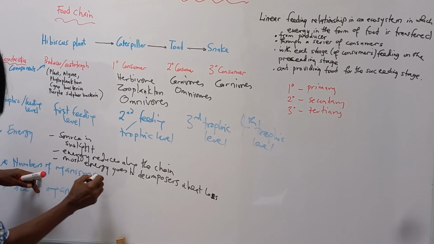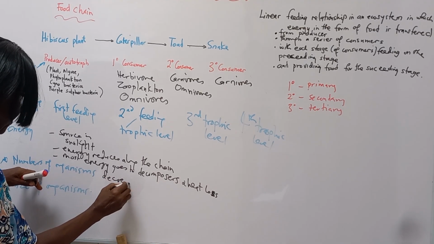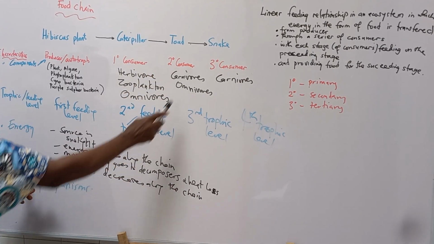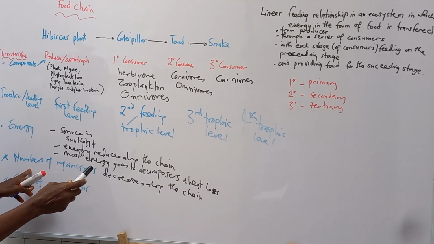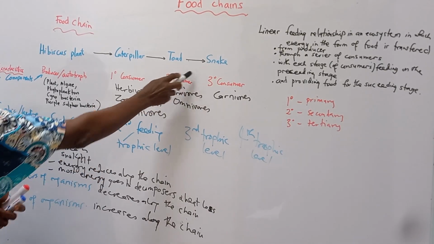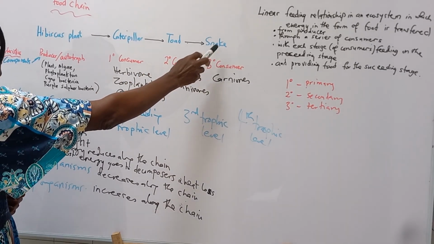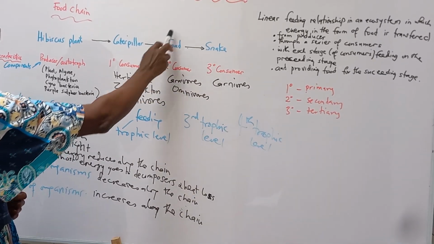The number of organisms decreases along the chain because the energy decreases along the chain. The size of organisms increases along the chain because the organism is a carnivore and usually a predator.